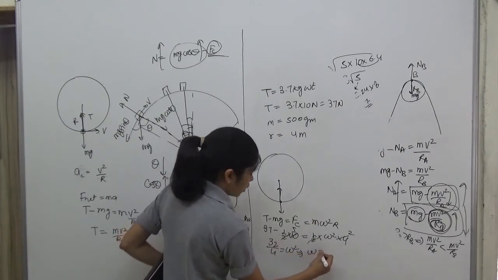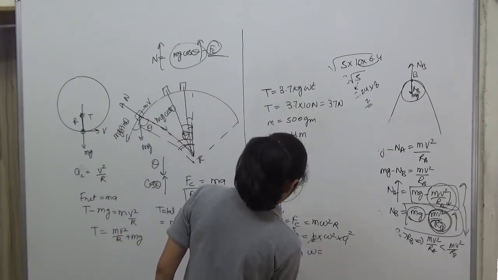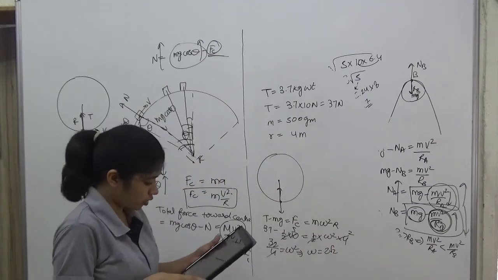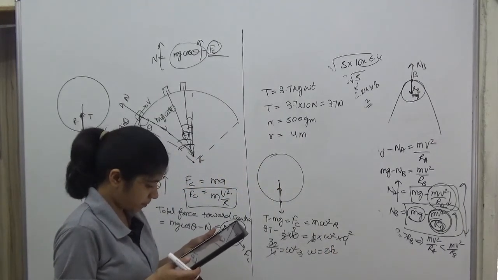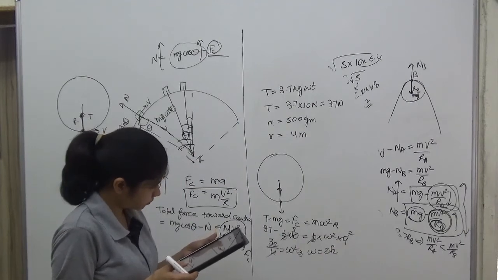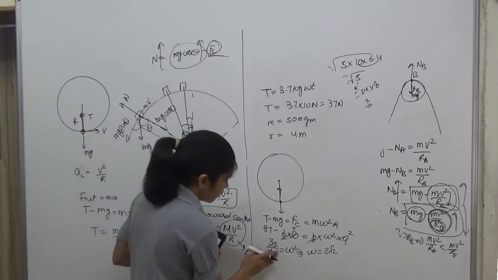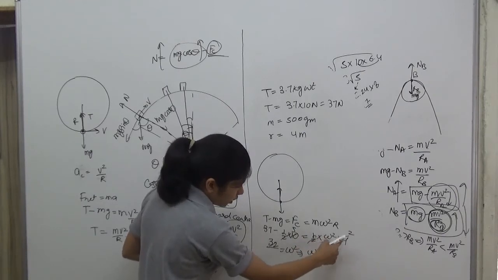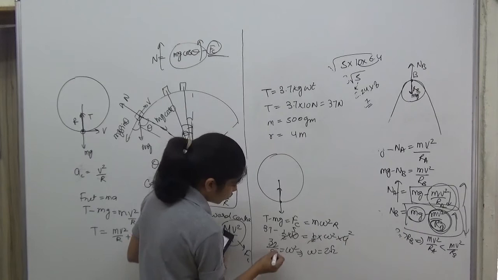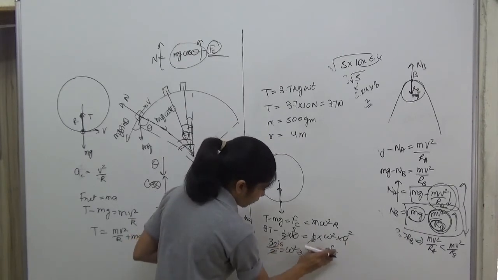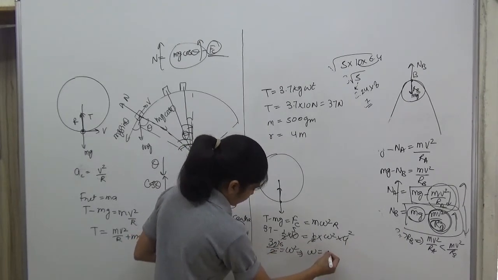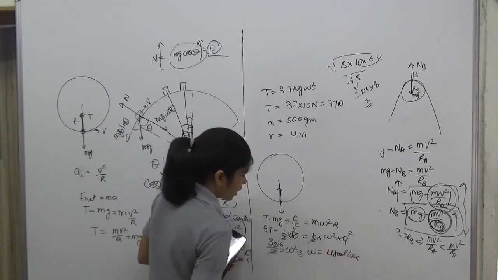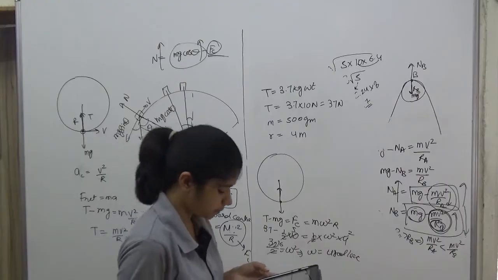So omega will be equal to 2 root 2. Okay, here we have half omega square and here we have 2. So 32, this will be 16. So omega will be equal to 4 radians per second. Answer is 4 radians per second.